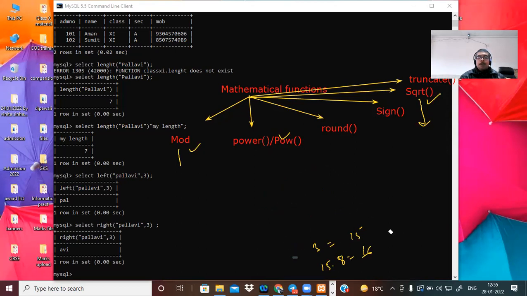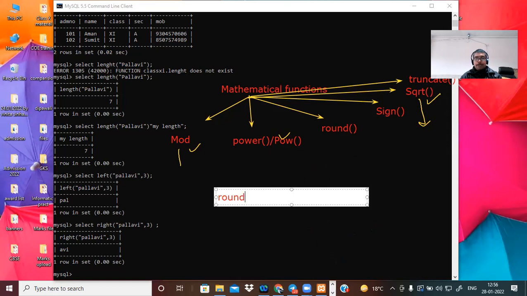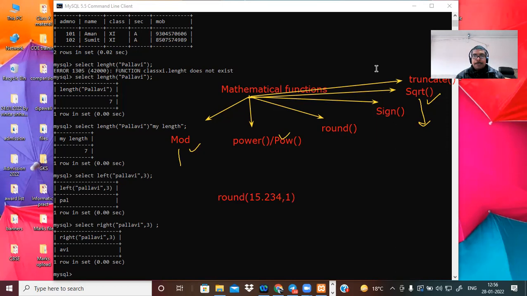Now round accepts two parameters. You can see here, round accepts two parameters. Suppose I have written 15.234 and I have given 1. It will give 15.2. It will round. Let's see it practically.